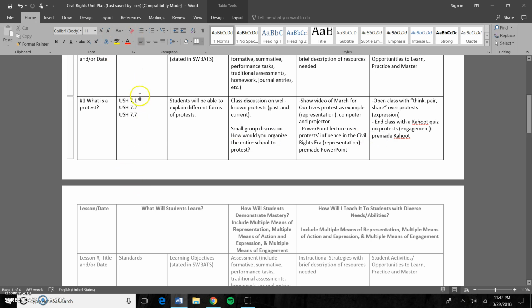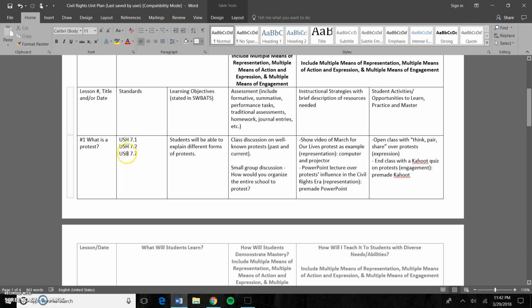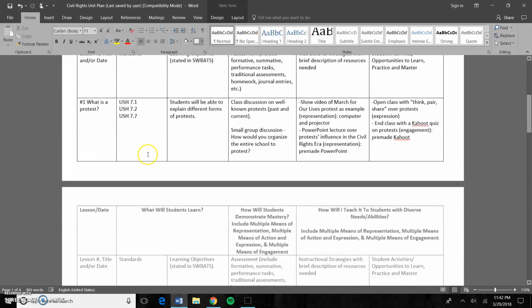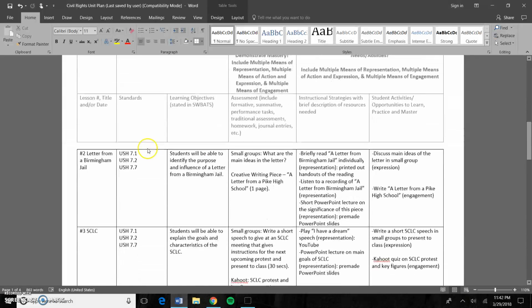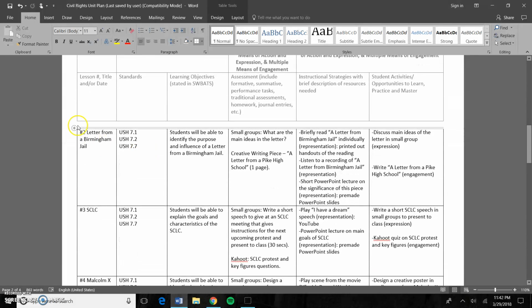All the standards for each of the lessons are the same. U.S. History 7.1, 2, and 7, which cover the civil rights era and the organizations, the movements, and the conflicts of this era. Those 3 are all the same for each lesson in this unit.